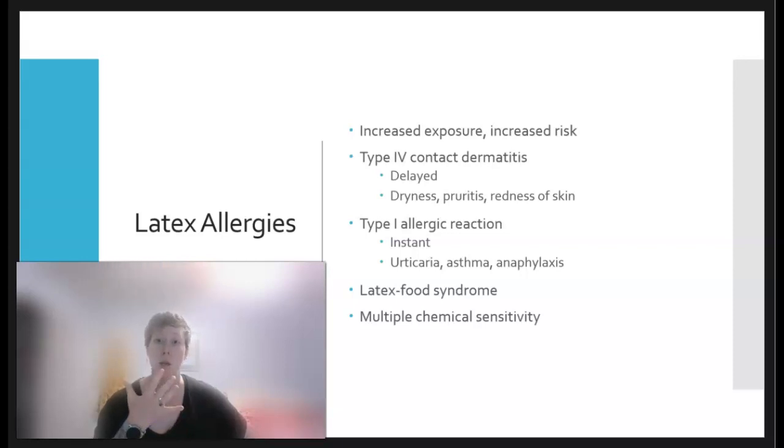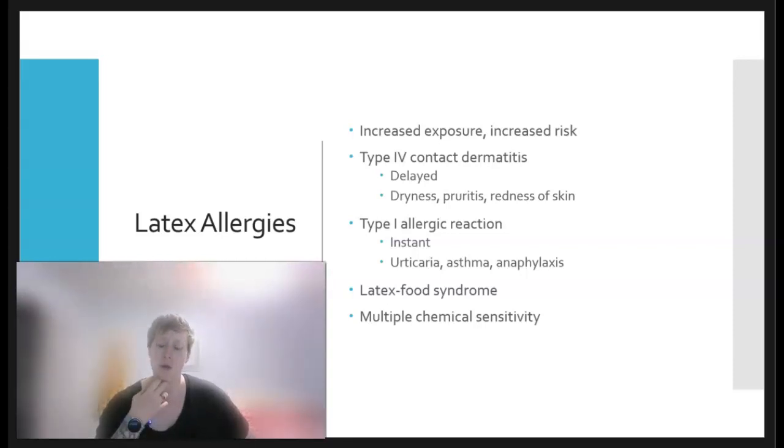This is where I'm at. I'm at a type 4 contact dermatitis. And I just haven't played with latex since because I don't want to develop type 1. So type 1 is that anaphylactic allergic reaction. It's instant. You get hives, asthma, that anaphylactic reaction. It's hard to breathe.